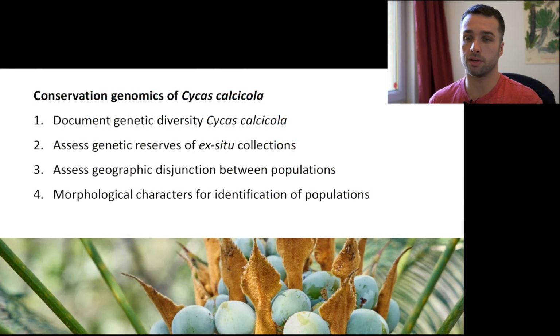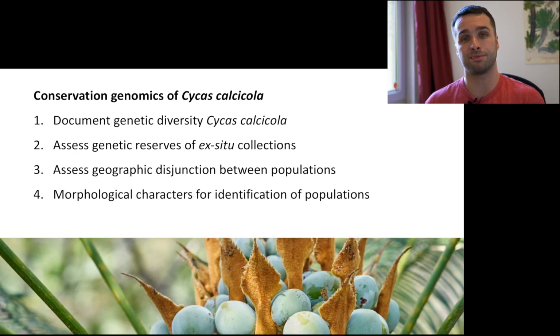So what do we aim to do in this study? We want to look at the complete genetic diversity of Cycas calcicola in the wild. We want to see which populations hold the highest levels of genetic diversity and which are a priority for conservation. We also want to use this data to assess ex situ conservation collections. We will look at the genetic data of ex situ collections and see if the wild populations represent the diversity in these collections. If not, we will use the wild populations to improve the representation in the ex situ conservation collections.